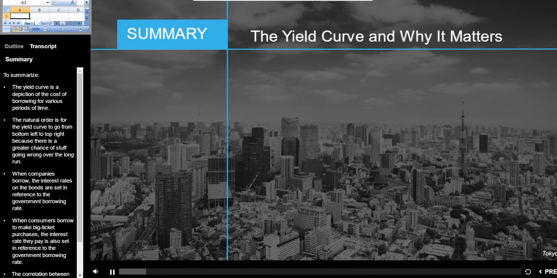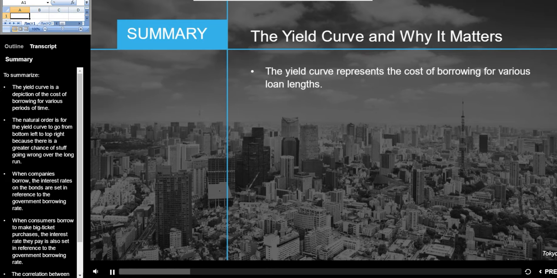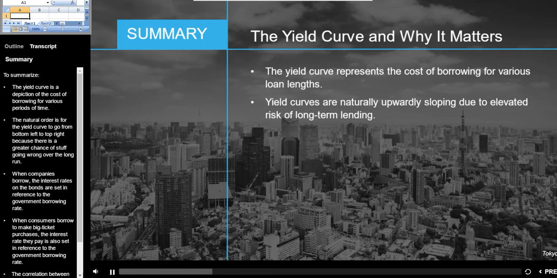To summarize, the yield curve is a depiction of the cost of borrowing for various periods of time. The natural order is for the yield curve to go from bottom left to top right because there is a greater chance of stuff going wrong over the long run.